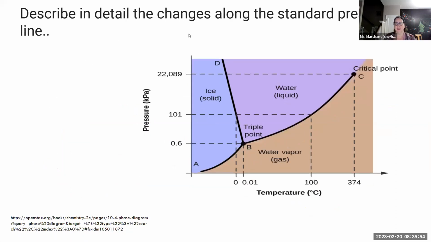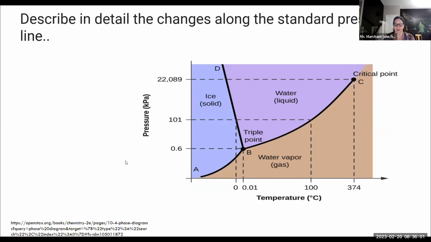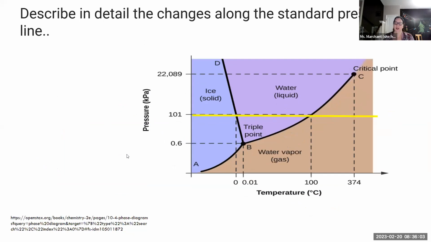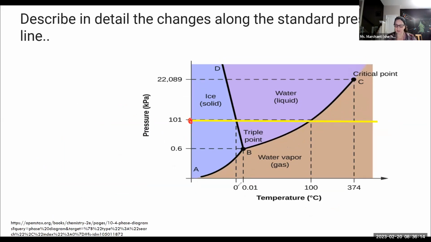So describe the changes along the standard pressure line. Where's standard pressure? We're in kilopascals. It's at 101 again. Go very slowly when you're describing these. When we're describing, we're always going to go left to right. So we're going to start our explanation here. That's at not even 0 degrees, some sort of negative degrees C. So it's super cold and it is a solid, and it's going to continue on as a solid. This whole process, it is still a solid in here.